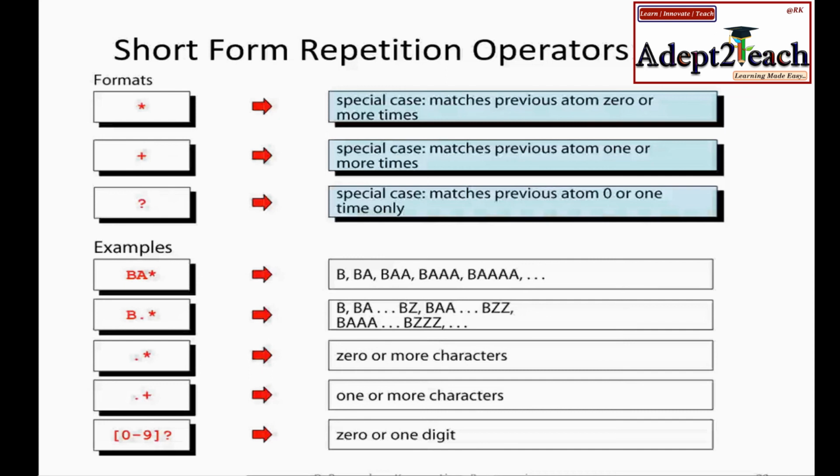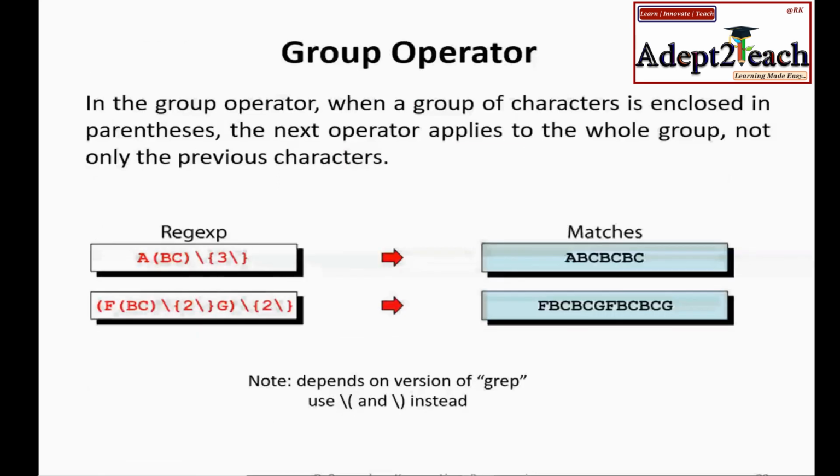And next is a group operator. Group operator means now I do not want to search only for one character at a time, but I want to search for multiple characters or multiple repetitions. Then whatever I want to put as a group, I will enclose in brackets. For example, here in this case, A, within the bracket I have put BC, then a slash, and I've written 3. That means BC should be repeated exactly 3 times. So it will match the pattern A, BC, BC, BC.